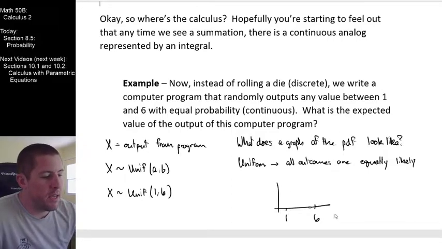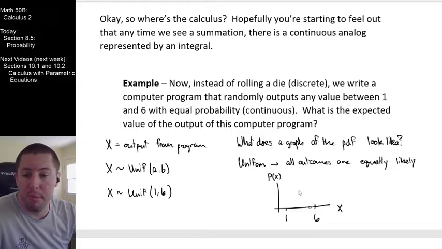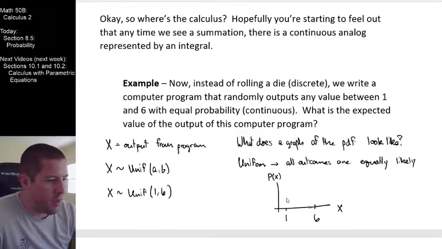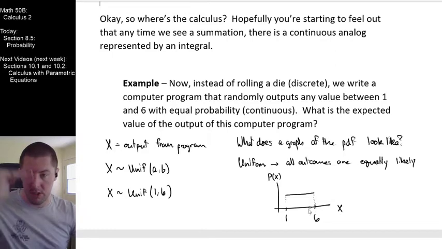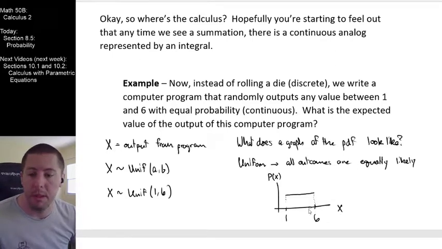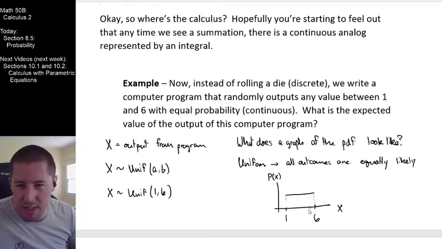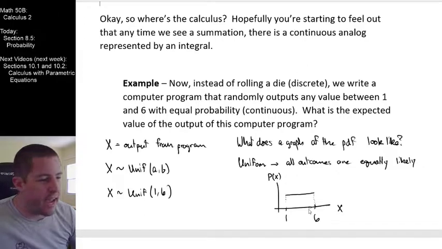These are my x values here, and this is my probability of that x value occurring. I know that all probabilities are equally likely, so we should have one consistent probability associated with all of these. I'm thinking there should just be a flat line right there, because all of the heights should be equal to each other, indicating that all the probabilities are equal to one another. But the question is, what is that height?